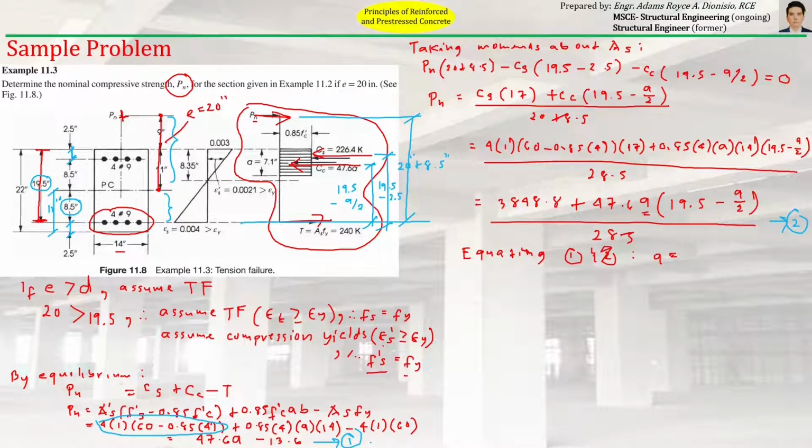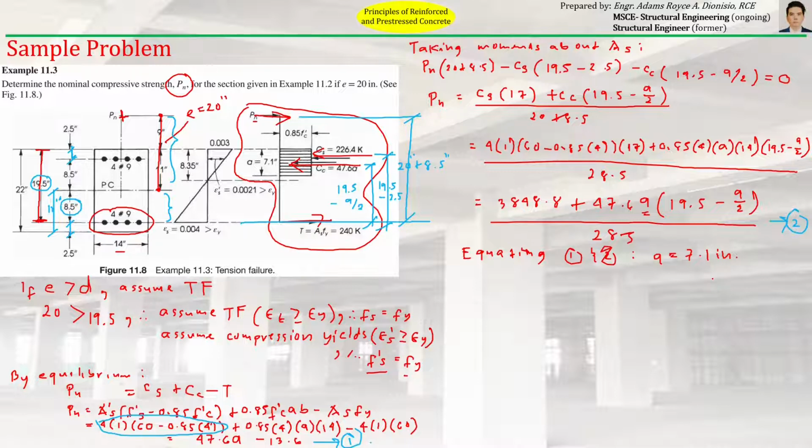19.5 minus A over 2 divided by 28.5 should solve. What will be our A? A will be equal to 7.1 inches. Okay? Yun yung depth of compression block natin.